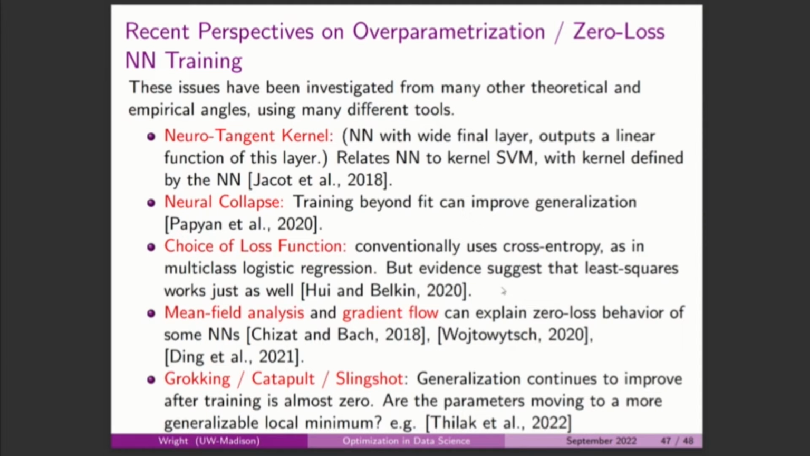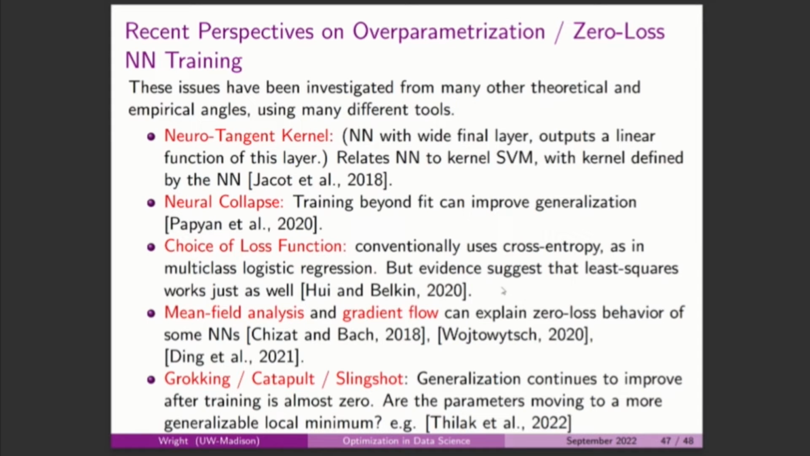One is the neural tangent kernel. This is for certain kinds of neural nets with a very wide final layer. You can think of them as being a kind of kernel SVM, which I talked about early on, where the kernel is defined by the neural net. There's this phenomenon of neural collapse: if you continue to run the stochastic gradient training even past the point where you've got an exact fit to the training data, you can get models that generalize better and better. And there are some explanations. There's a paper in PNAS by X.Y. Han and David Donoho and another collaborator that explained that issue.